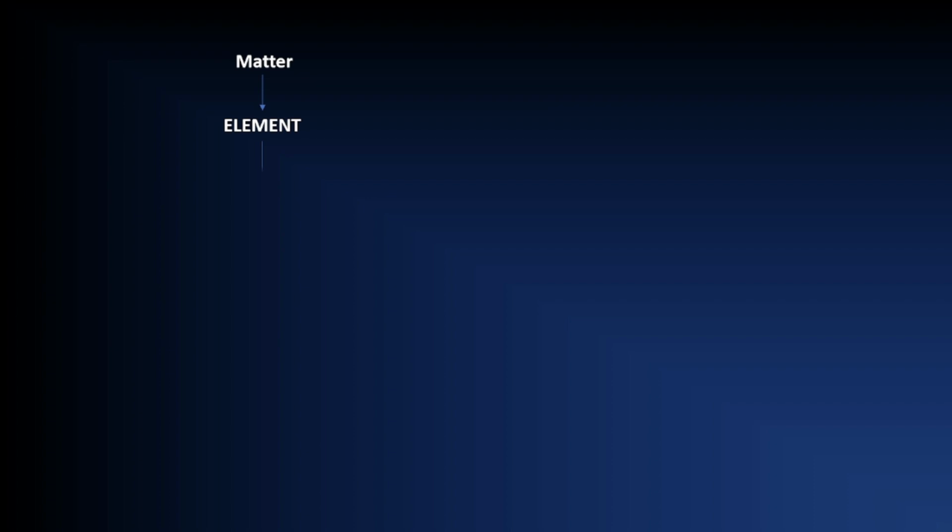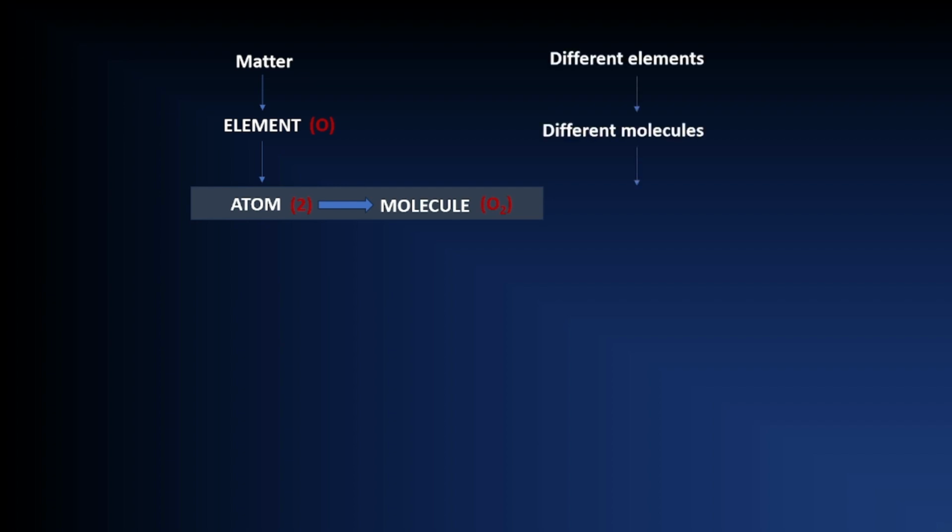The fundamental particle of element is called atom. When multiple atoms of an element combine together, they form molecule. Let's take an example. Two atoms of oxygen element combine together and they form O2 molecule. When different molecules of different elements combine together, they form compound. For example, atoms of hydrogen element form H2 molecule and atoms of oxygen element form O2 molecule. Now H2 and O2 chemically react and they form water compound.